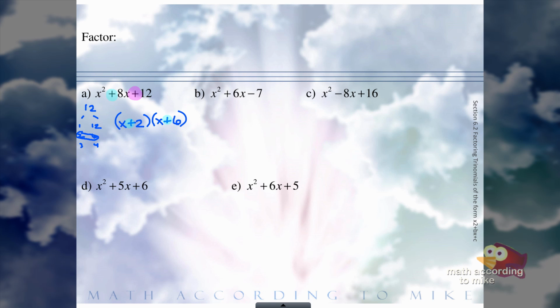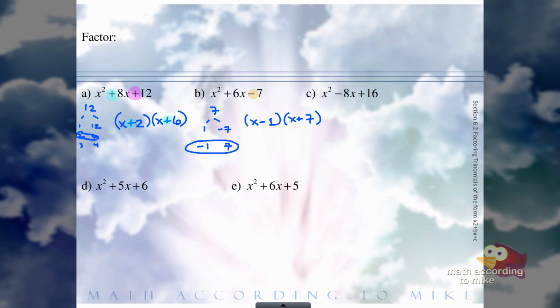Very good. In part B, notice our second sign is negative, which means our signs in our factorization should be one positive, one negative. Keep that in mind. So let's work with 7. What are the factors of 7 that add up to positive 6? Well, you can have positive 1, negative 7, negative 1, positive 7. Notice this is the pair that would work, because negative 1 plus 7 is positive 6. So we would say x minus 1, x plus 7.